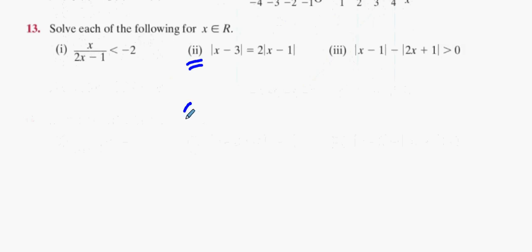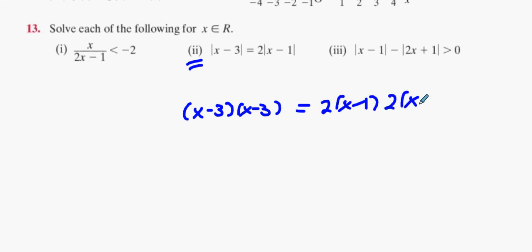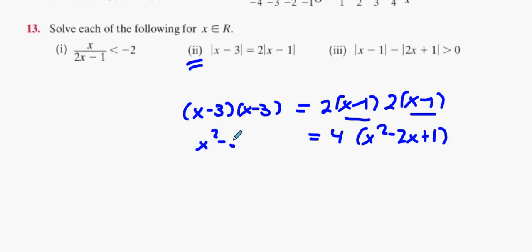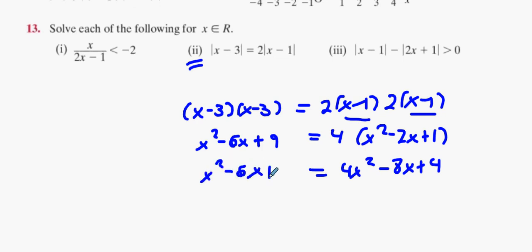What do I do to both sides when I square it out? Square both sides, and you're going to get x minus 3 by x minus 3. And on this one, you're going to get 2 by x minus 1 multiplied by another 2 by x minus 1. Everybody cool with that? So x minus 1 by x minus 1 is x squared minus 2x plus 1. This is x squared minus 6x plus 9. This is 4x squared minus 8x plus 4. This is x squared minus 6x plus 9.